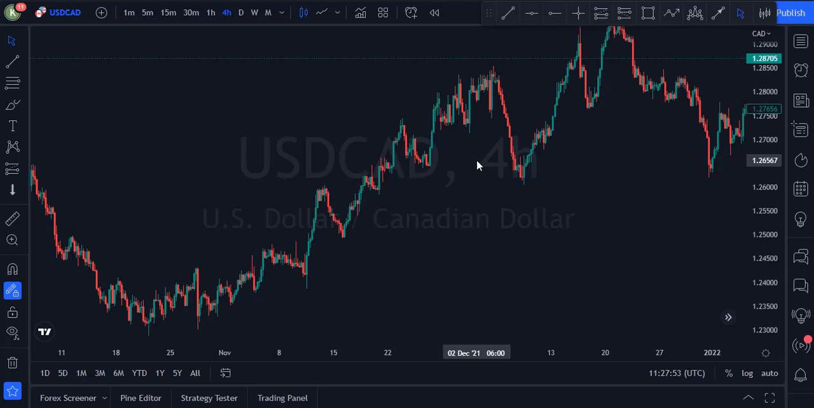Everyone, I want to teach you how to draw trend lines. First of all, you have to spot for the higher highs and higher lows if it's an uptrend. When it's a downtrend, you spot for the lower highs and the lower lows. So here we're looking for higher highs and higher lows.